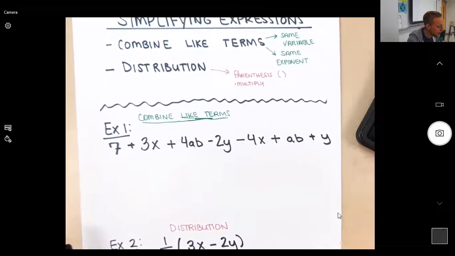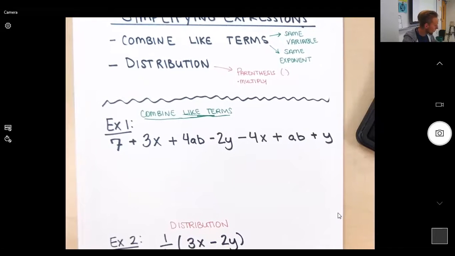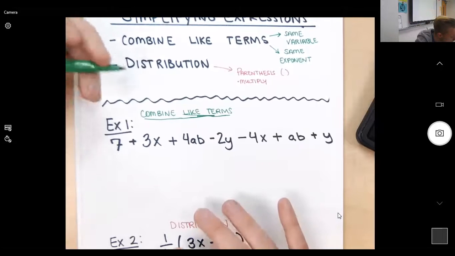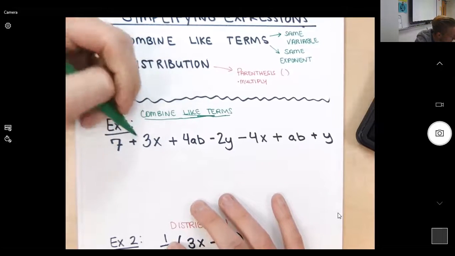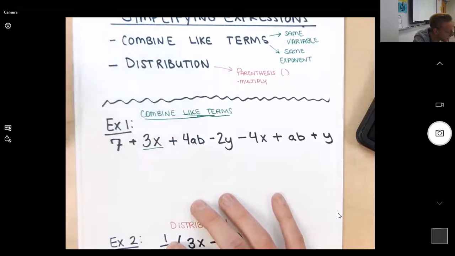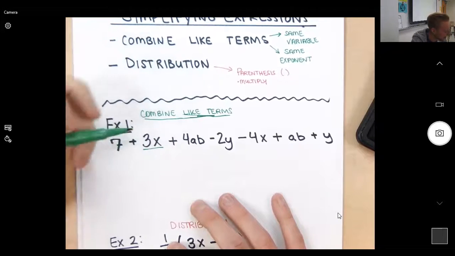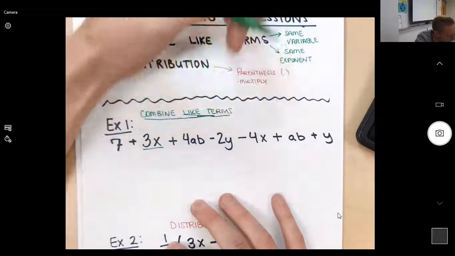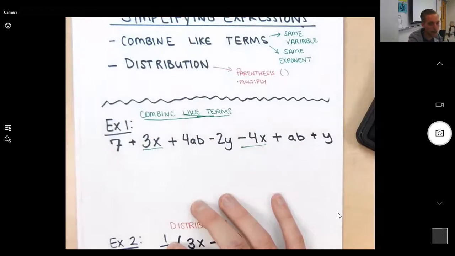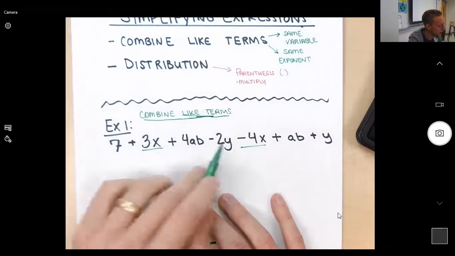So when we talk about combining like terms, the way you recognize them is they have the same variable, aka the same letter, and then also the same exponent. So for example, when I look at, let's say 3x here, I'm looking for anything else that has an x to the first power, like this minus 4x. That would be a like term. So I can combine those.